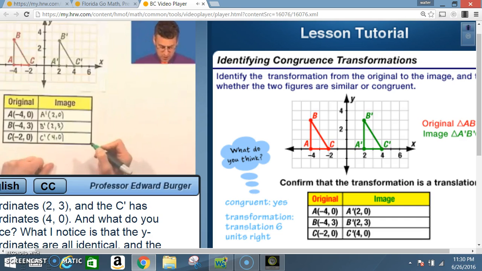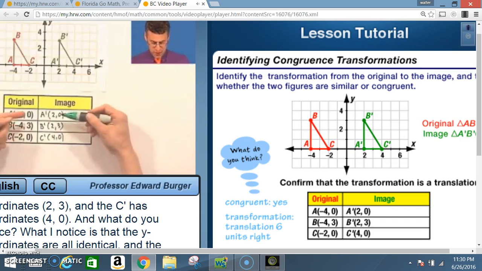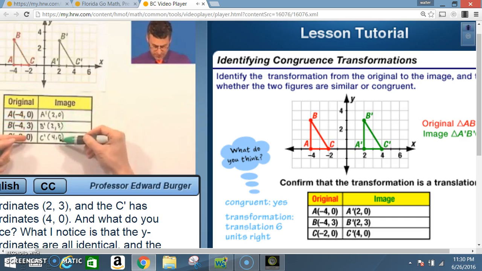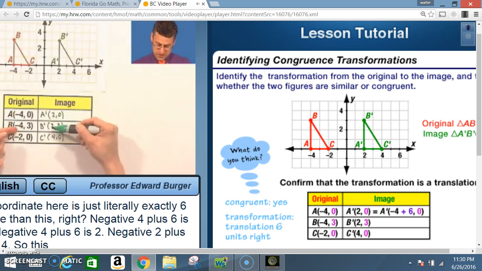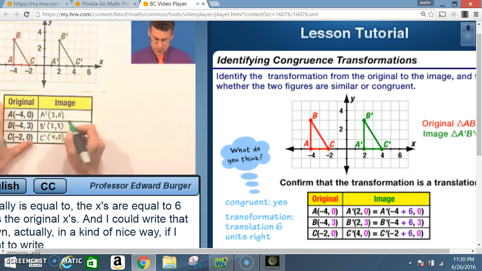And what do you notice? What I notice is that the y coordinates are all identical, and the x coordinate here is literally exactly 6 more than this, right? Negative 4 plus 6 is 2. Negative 4 plus 6 is 2. Negative 2 plus 6 is 4. So the new x's are equal to 6 plus the original x's.